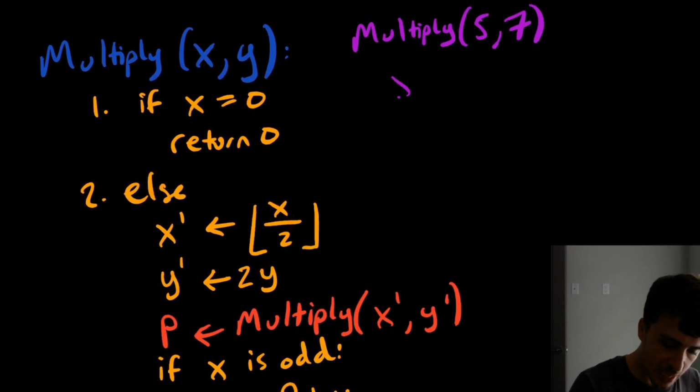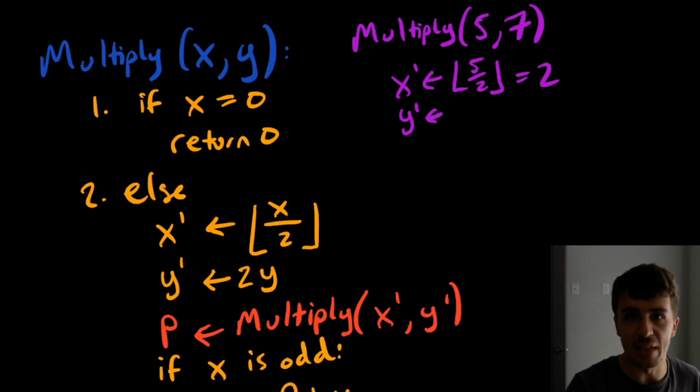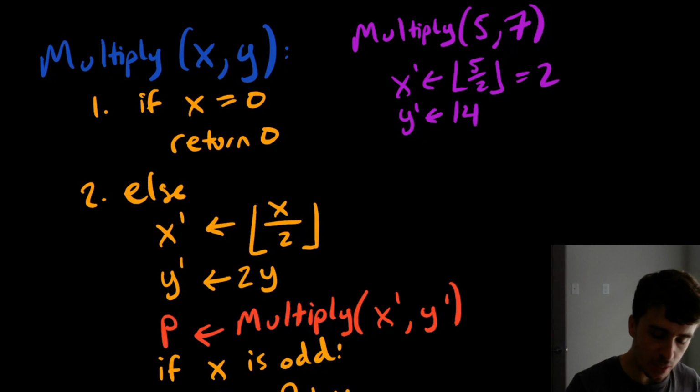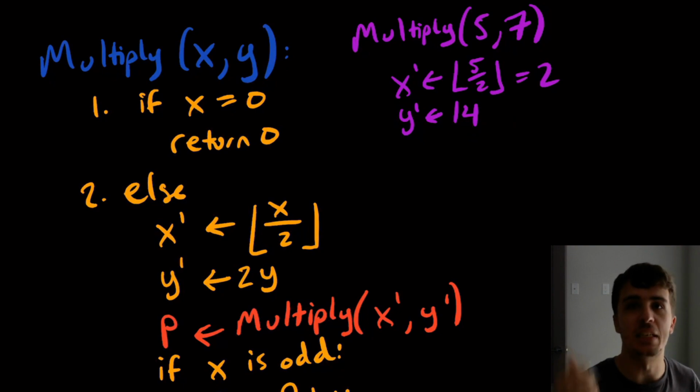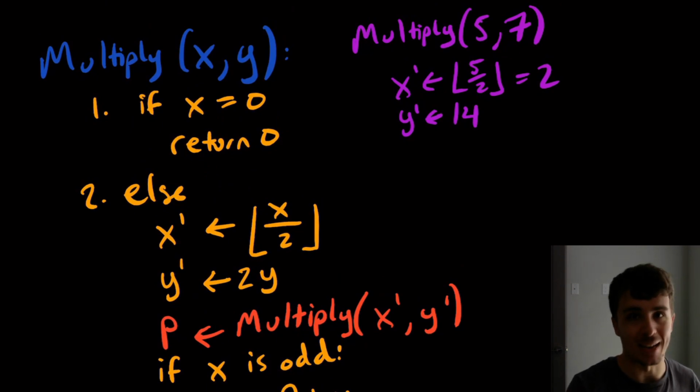So I'm going to set x prime to be the floor of 5 over 2, which is 2 here. And then y prime is going to be 2 times y, so y is 7 here. So it's going to be 14. So notice, 2 times 14 is not 35. So the product is not right if x is odd. But that's why we have this adjustment on the end to add 7 back onto the result.